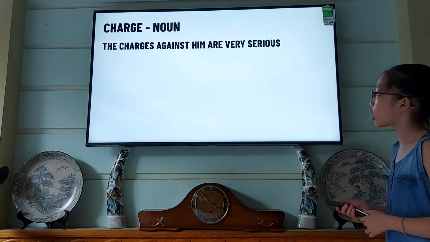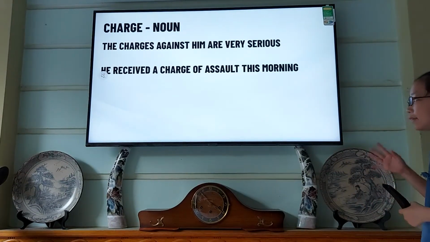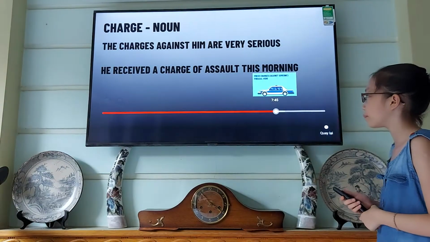And here is charge plus the noun. The charges against him are very serious. He received a charge of assault this morning.